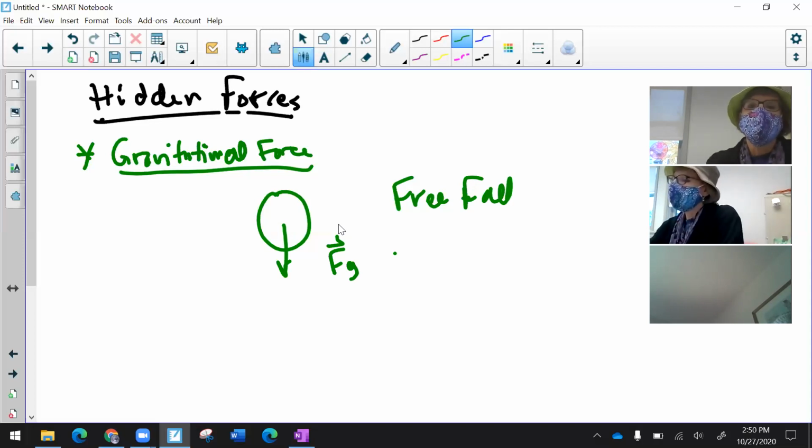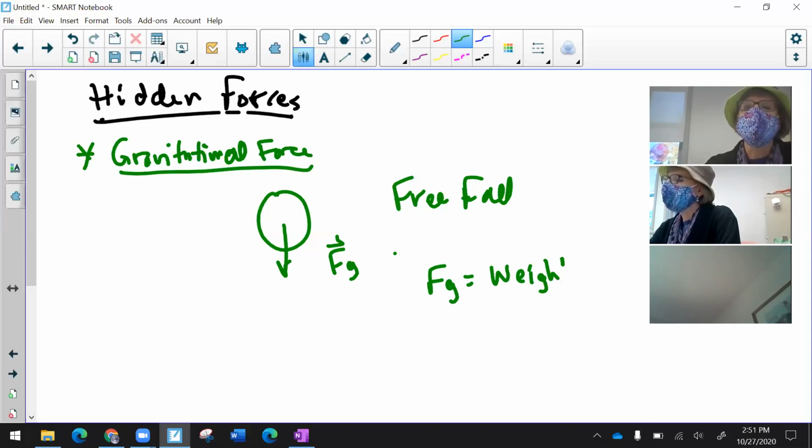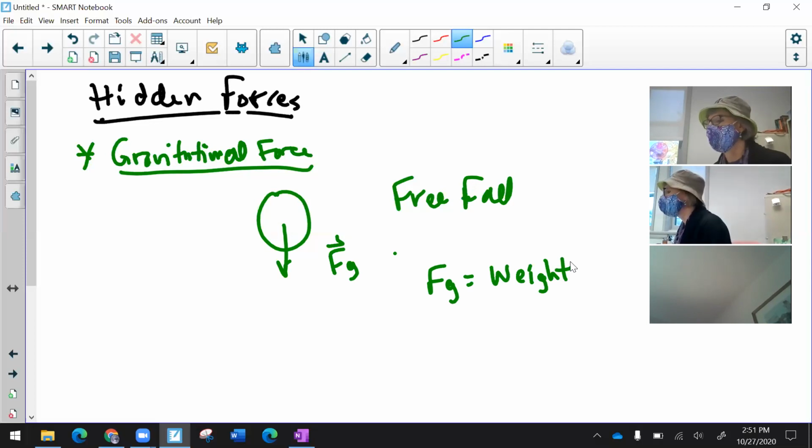So remember that this Fg, this gravitational force, is also sometimes referred to as the weight of an object. And did they give you a formula for Fg in the book? What is it? mg. Okay. And we'll talk about where that comes from after we learn about Newton's second law.